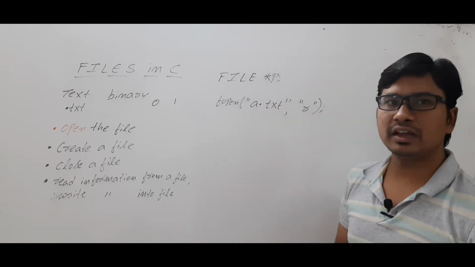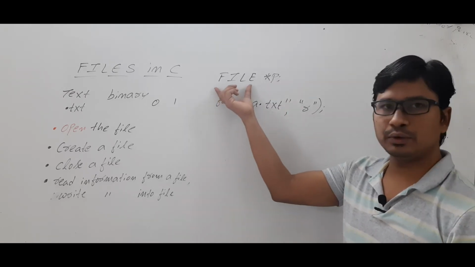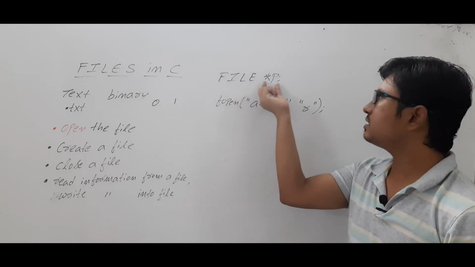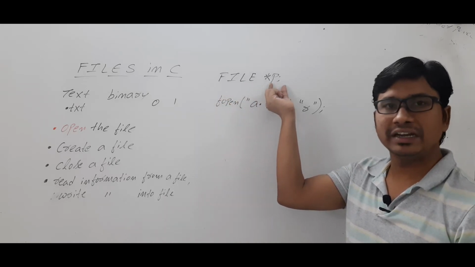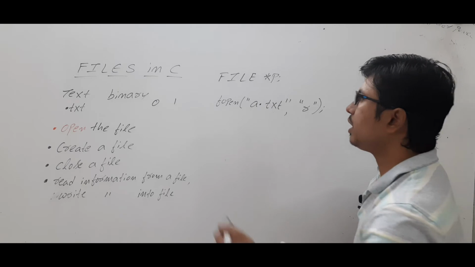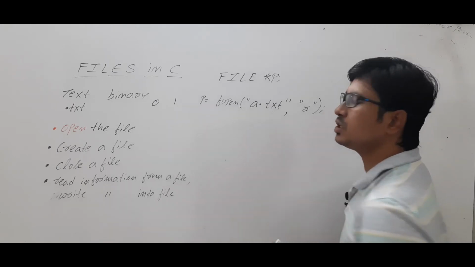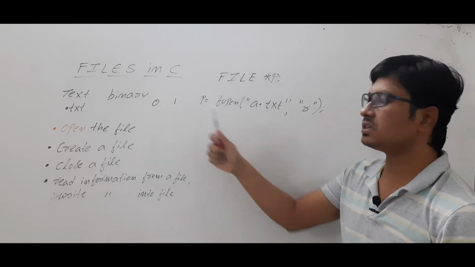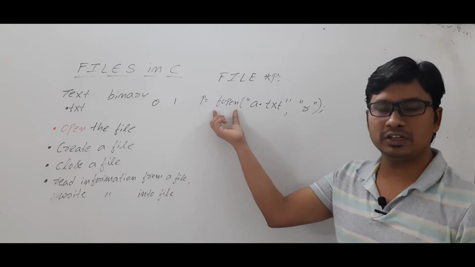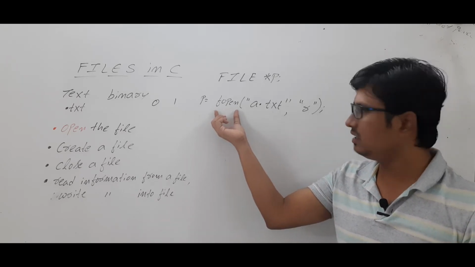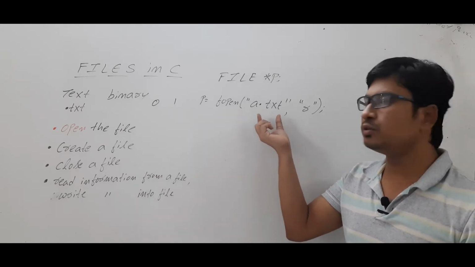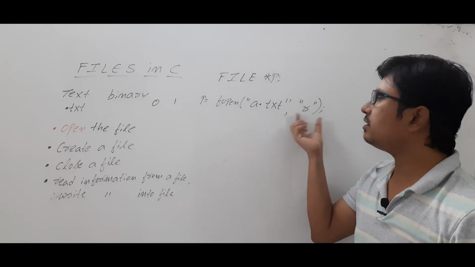To declare a file pointer, you have to write FILE in capital letters and then the file pointer name. Then you write p is equal to fopen, which is useful for you to open a file. It consists of two parameters: one is the name of the file and the other is the mode.